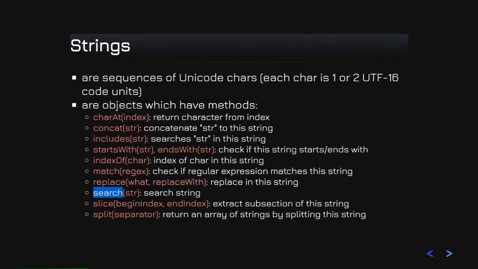This one searches a string into the current string. These two methods are very powerful. This one extracts a substring from this index to this index from the current string, and this one splits the string, so it tokenizes or splits the string into parts and returns an array of substrings which are separated by the separator in the current string.